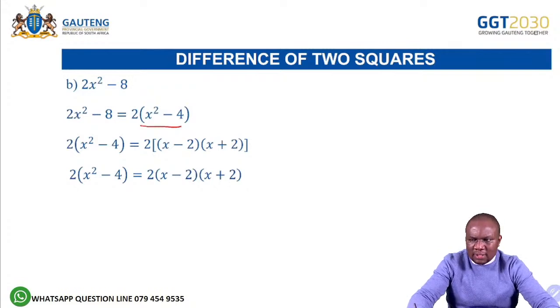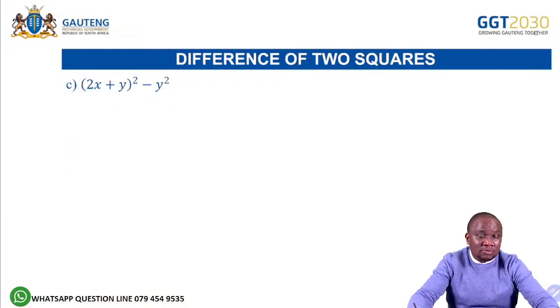Right, let's do the last one. We still have time. Let me see if I can give you 2 minutes just to try. And then after 2 minutes, I will explain everything. Then we summarize our lesson. Now, I want you to try this one for 2 minutes. And then after 2 minutes, I'll come back, we mark our work, and then we get our homework and we summarize our lesson. Remember our WhatsApp line 079 454 9535. Let's do this in 2 minutes.